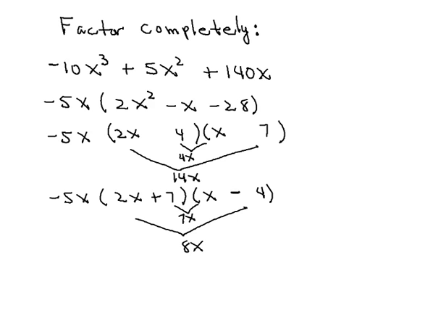So then our final answer will be, for the completely factored form of the original trinomial, negative 5x times the quantity 2x plus 7 times the quantity then x minus 4.